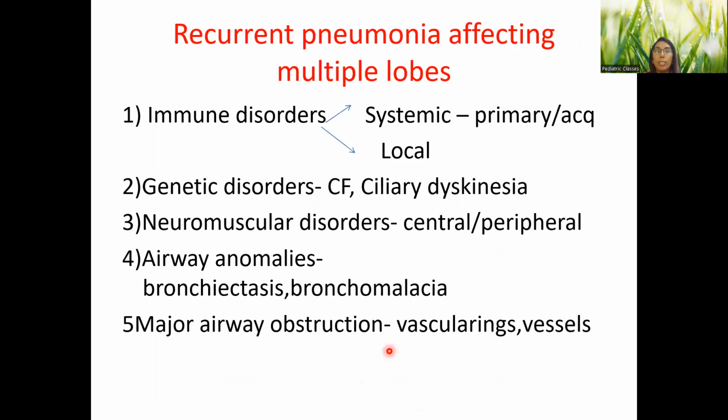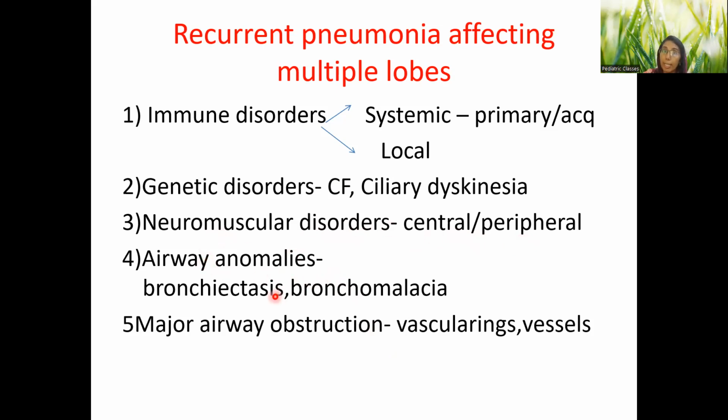Now, recurrent pneumonia affecting multiple lobes. The most common thing you should suspect is some immune disorder. It may be a systemic immune disorder like a primary immunodeficiency or an acquired immunodeficiency, or some local immune disorder. Then genetic disorders like cystic fibrosis or ciliary dyskinesia. Neuromuscular disorders, which can include both central and peripheral, can also be a cause.